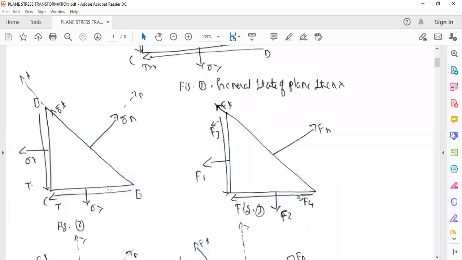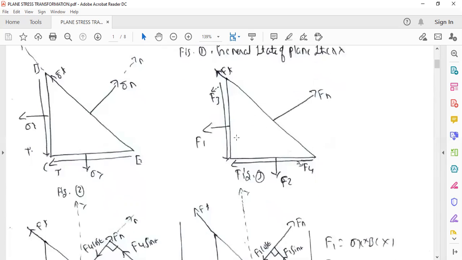Okay, I'll write the four stresses, sigma x, sigma y, and then the normal stress perpendicular to the plane and the tangential stress parallel to the plane, sigma n, sigma t. I'll be writing like this. And then I'll replace these stresses by forces. Instead of sigma x, I will call it F1. Sigma y, I will call it F2. And then tau xy, I will call it F3. And this tau yx, I will call it F4.